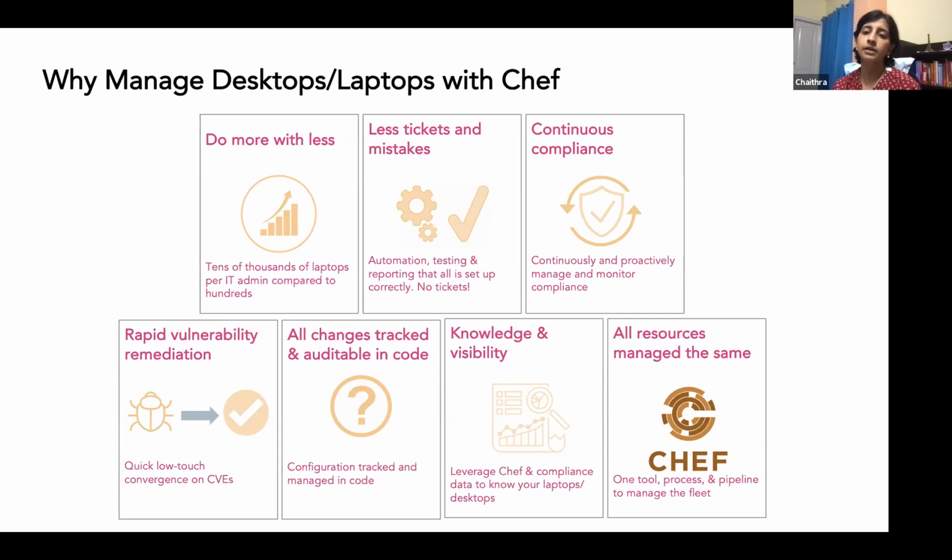And then Chef provides CIS benchmark profiles and remediation profiles, using which you can also ensure continuous compliance. And all the changes that you make to your cookbook are tracked from the time you create the cookbook. Every configuration change is tracked. You know when these changes are made and who made them. So you have all of that information, which makes it very easy to debug in case of issues.